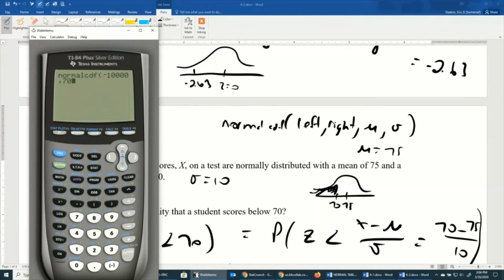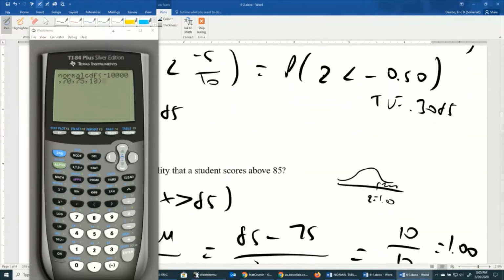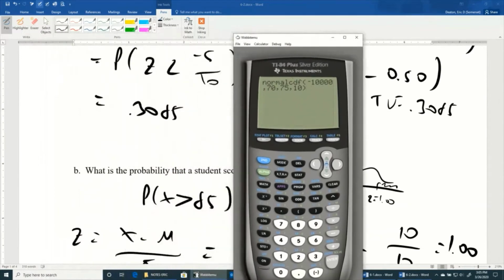Comma, the data value. That's the right side, the right bound, upper bound. You can write lower, upper, however you want. Then I'm going to type in the mean and standard deviation. The mean is 75. Standard deviation is 10. Did you catch that? This time, I'm putting in all the numbers. See the answer? 0.3085.